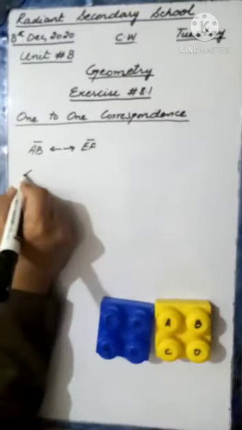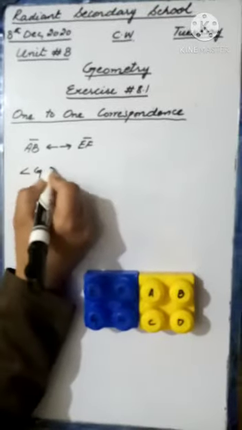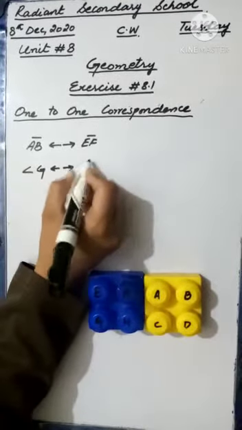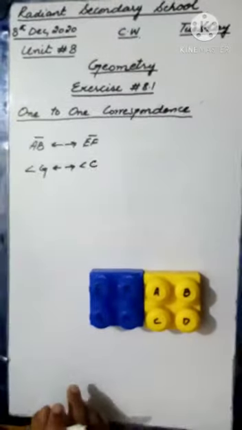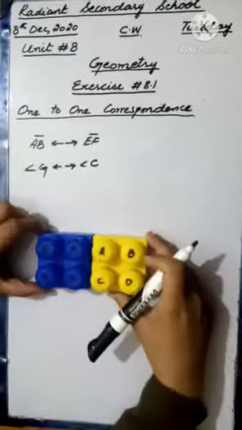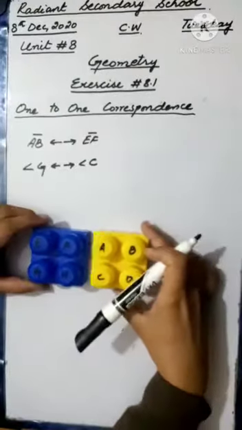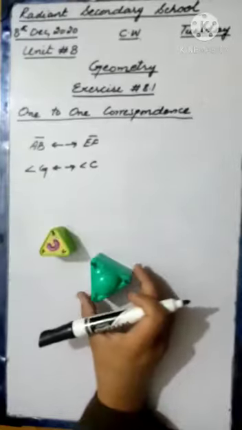And for angles, we can write like G is corresponding to C. We can say angle G is corresponding to angle C. Similarly, we will write the rest of all the angles. So this is the correspondence between the two congruent figures. We can also check the correspondence between different similar figures.